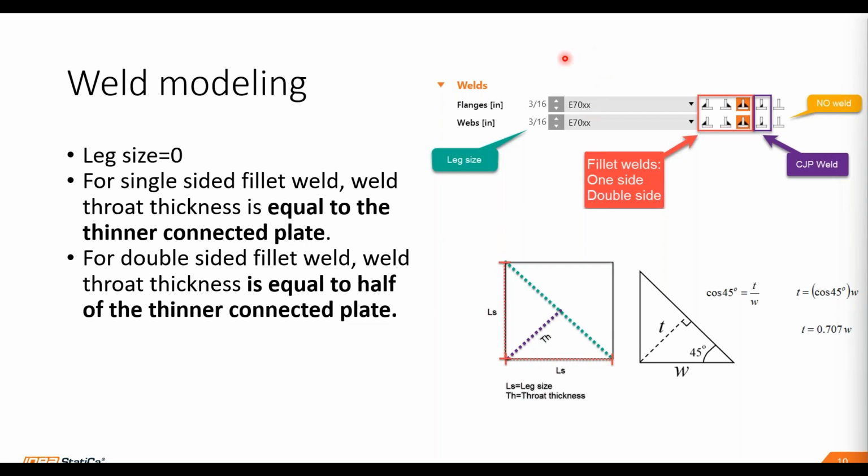Then we have the option that the user can input 0 in this leg size value, and when you input that 0 there, for a single-sided fillet weld, the weld throat thickness is going to be equal to the thinner connected plate. And for a double-sided fillet weld, the throat thickness is going to be equal to half of the thinner connected plate. So that just gives you the minimum requirement for that connection, right?